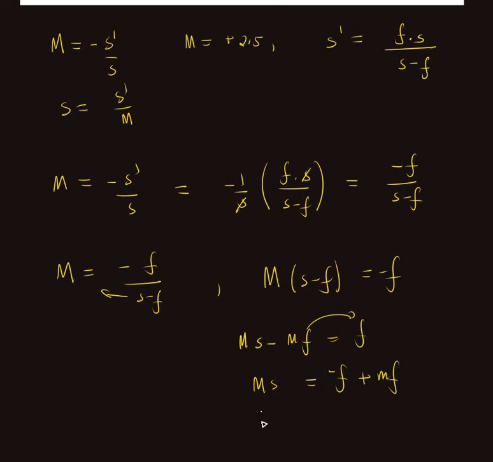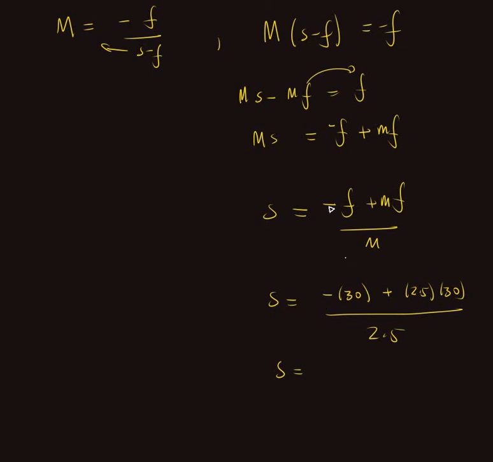Then we divide by m, and what we do is substitute 30, which is the focal length, and as it has a negative sign, it's going to be minus 30, plus m, which is 2.5, times 30, divided by 2.5, which is m. And if you do that, you're going to get 18 centimeters. 18. And because the units of the distance here are centimeters, 18 centimeters. So that means that the object is at 18 centimeters.